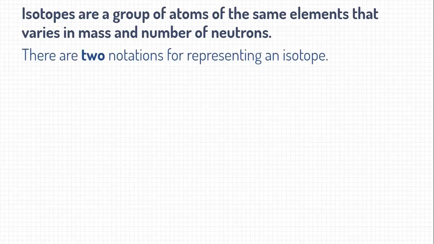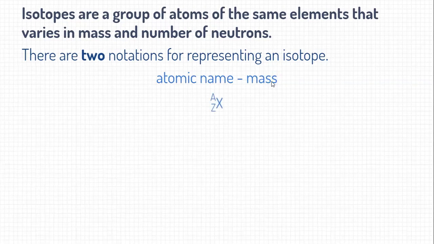Now there are two notations for representing an isotope. The first one is the atomic name, dash, and its mass. So let's say I have hydrogen that has a mass of 2. I would label that hydrogen-2. Or let's say I have carbon with a mass of 12. I would say carbon-12.